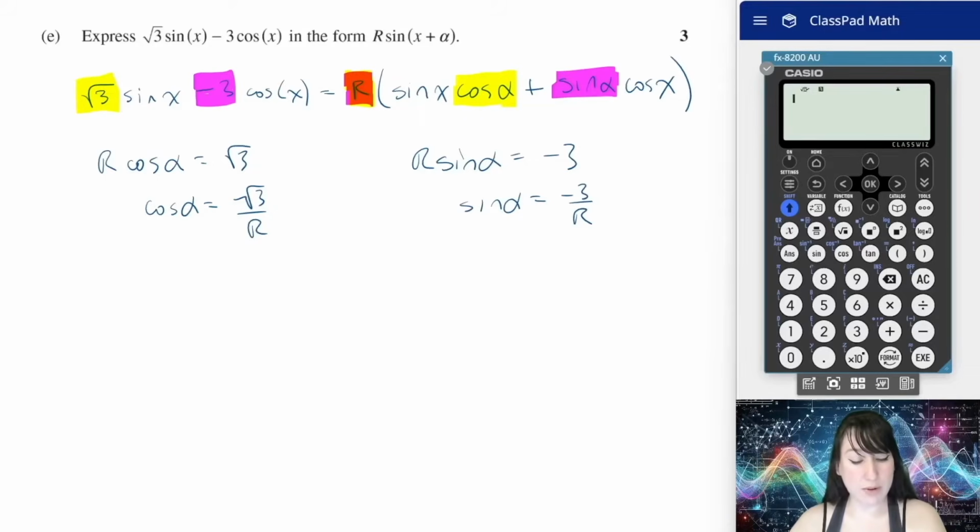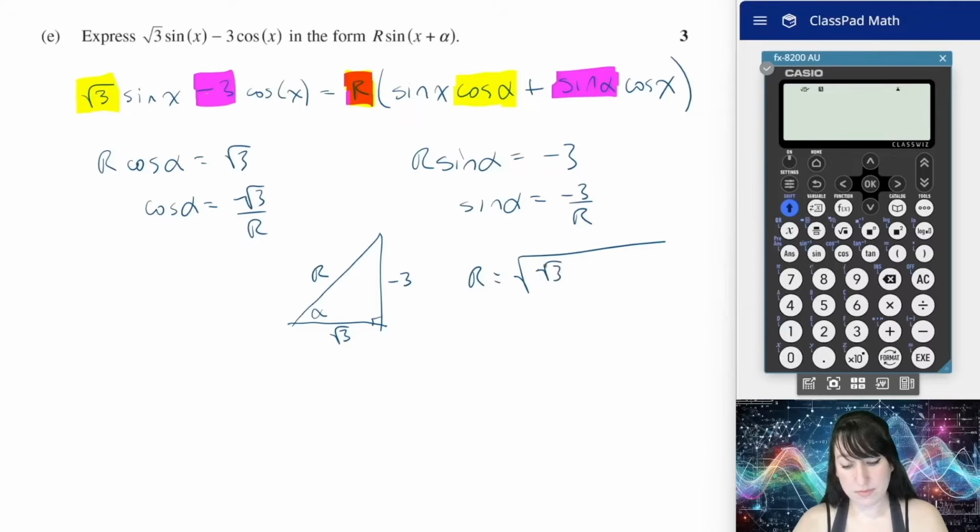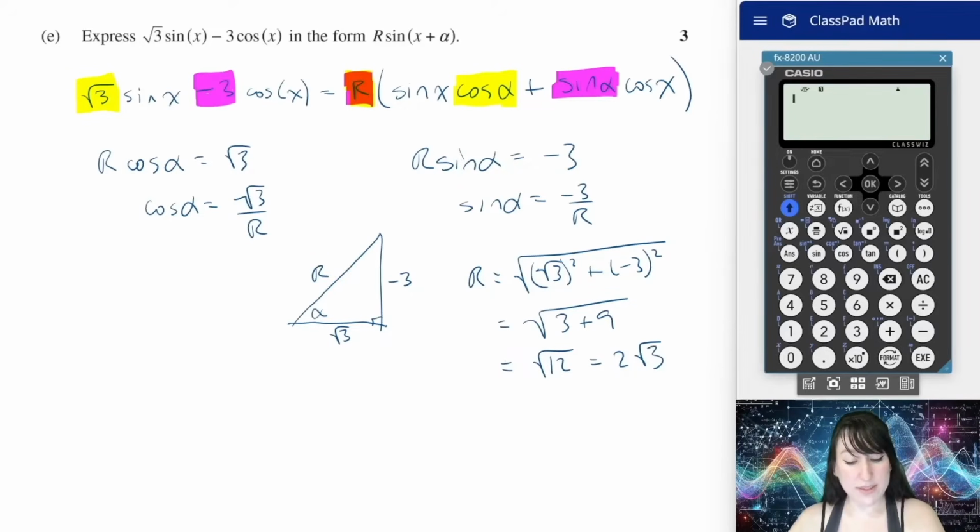Now, there may be slightly different approaches. What I usually do is I draw a right triangle with angle alpha in it. Cosine is the adjacent over the hypotenuse. So adjacent to alpha is root 3. And sine is opposite over hypotenuse. So opposite of alpha is -3, while of course the hypotenuse is r. So as you can see, to find r, we use Pythagoras' theorem. To get alpha, we could use inverse tan.